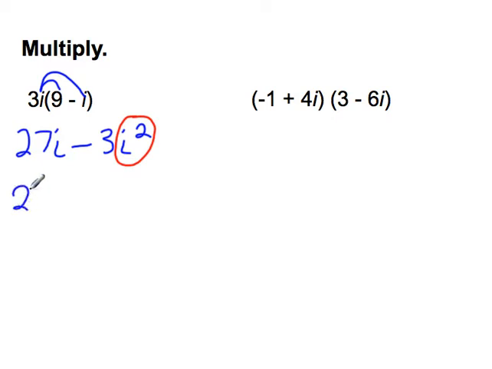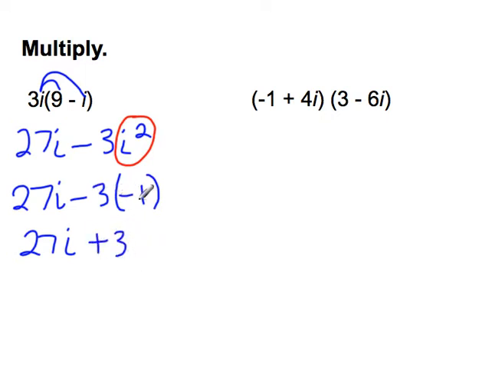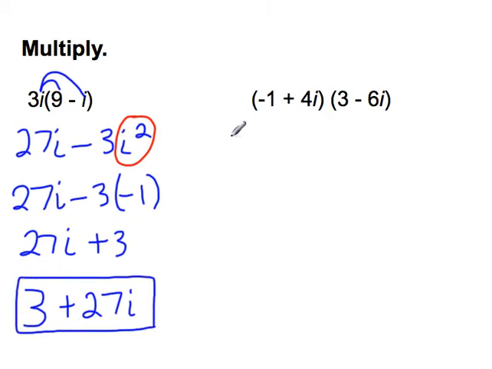So I would rewrite this as 27i minus 3 times -1, which is 27i, and -3 times -1 becomes +3. Okay, so far we've put this all together. We changed i squared to -1 and simplified that. Now to write this as a complex number, the real part should go first, so it should be 3 plus 27i. That would be my final answer in complex number form.